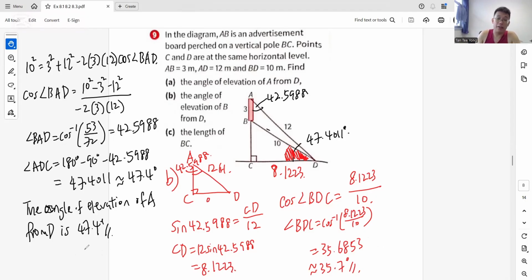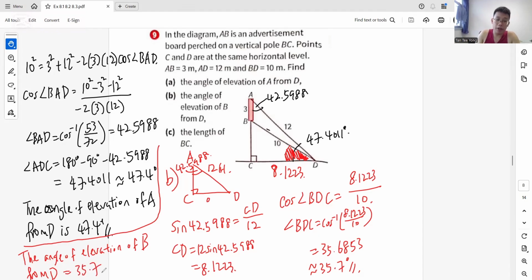So I'll also write a statement, maybe on the left. The angle of elevation of B from D is equal to 35.7 meters, 1 dp. It's not meters anyway, it's an angle. Yeah, it's degrees, sorry. 35.7 degrees, 1 dp. Okay, so let's move on to part C.